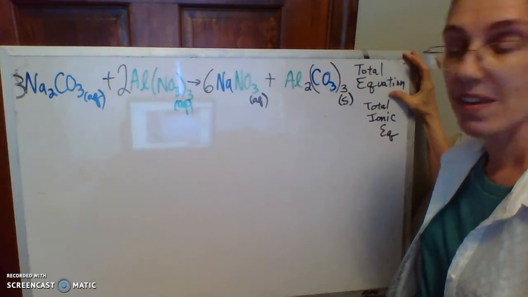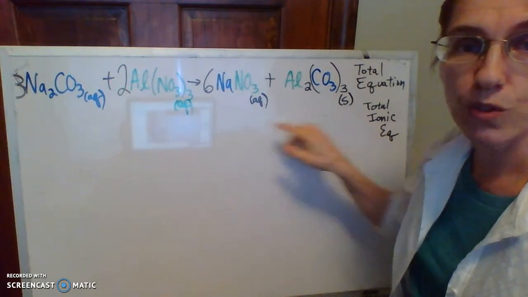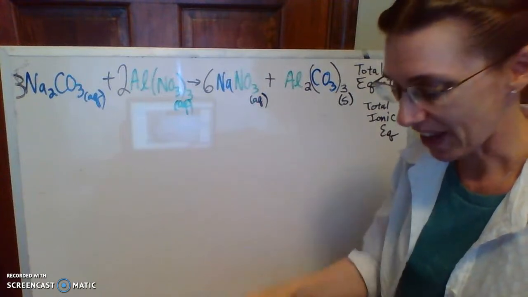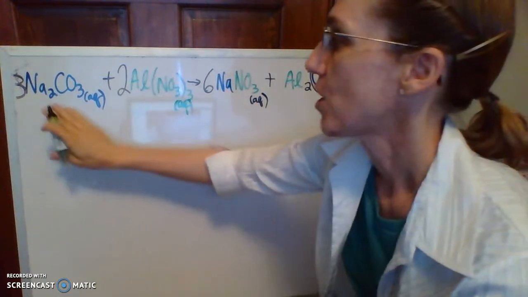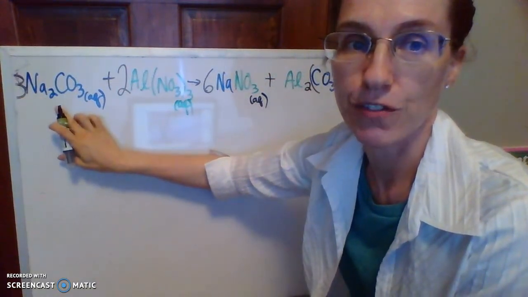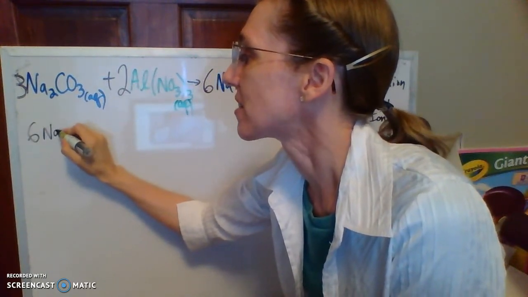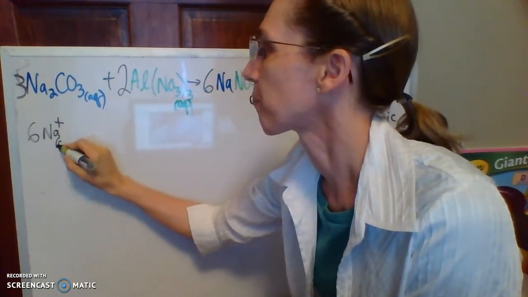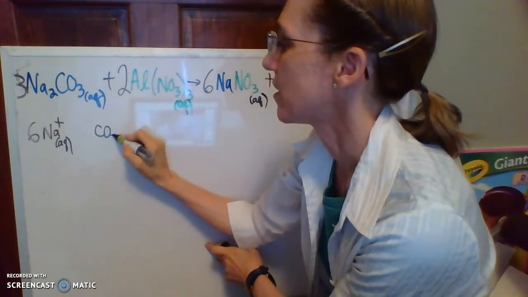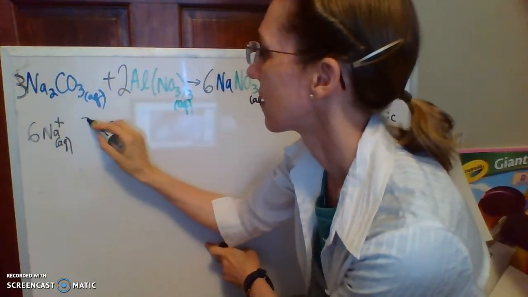Once this is balanced, now we can call that the total equation. We've already identified which things are AQs. To get the total ionic equation, we're just going to break those AQs down into their ions. Be careful that you're keeping track of how many of each thing there are. So here we've got 3 sets of 2 sodiums. 3 sets of 2, that's 6. So we have 6, and the ion is sodium plus, right? Sodium is always sodium plus. The ion here is carbonate. So the carbonate is CO3 minus 2. We have 3 carbonates. So 3 there.